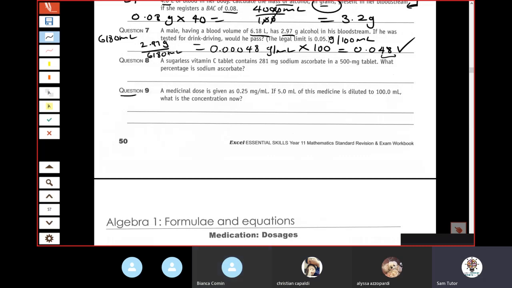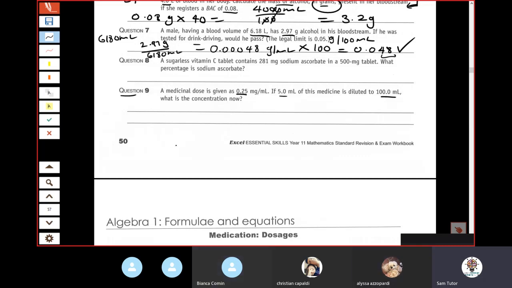Question 9. I'll skip 8. You can do that in your own time. A medicinal dose is given as 0.25 milligrams per milliliter. If 5 mils of this medicine is diluted to 100 mils, what is the concentration now? Okay, anyone have any idea on how to do this one?